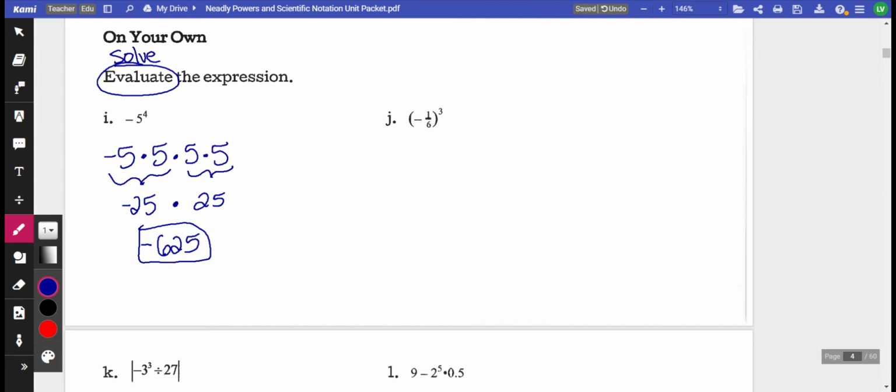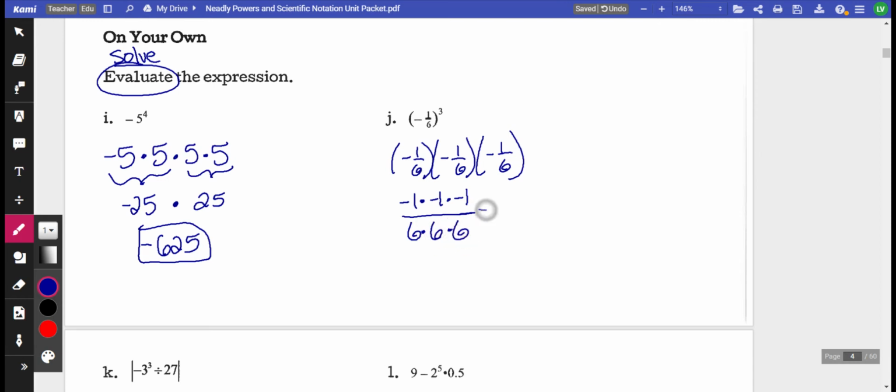Letter J, -1/6 to the 3rd power. So -1/6 times -1/6 times -1/6. Well, I'm going to break this down into -1 times -1 times -1 divided by 6 times 6 times 6. I'm multiplying my numerators, and then I'm multiplying my denominators.